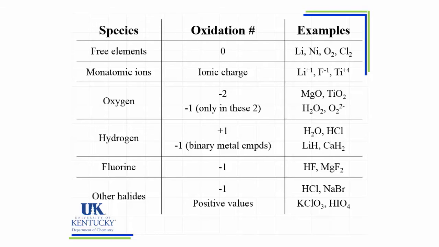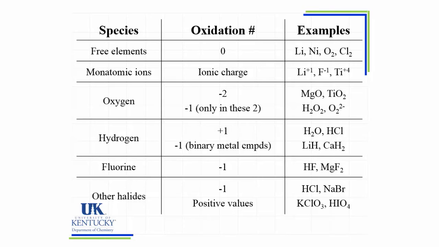So let's go through the rules that we use to determine the oxidation numbers of a species. The first one is probably the simplest. Free elements with no charge have an oxidation number of 0. This includes both monatomic and diatomic elements, but any element that doesn't explicitly show a charge will have an oxidation number of 0. When I see something that already has a charge, so a monatomic ion, what I see is that the ionic charge is equal to the oxidation number.